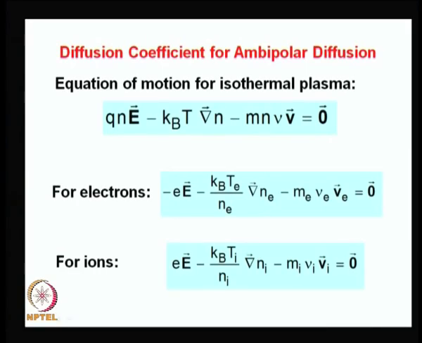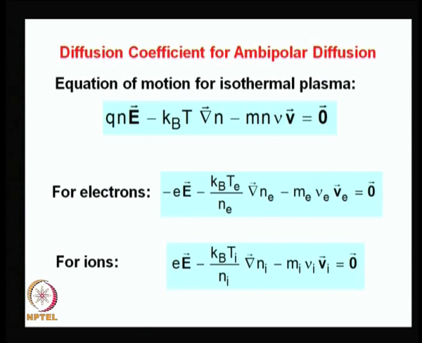Similarly, for ions, the charge is plus e. So, we have eE. The temperature is Ti, the number density is Ni, the mass is Mi, the collision frequency is nu i, and the velocity is Vi. We have written the equation of motion for electrons and for ions. Now we would like to obtain an expression for the diffusion coefficient for ambipolar diffusion. How do we do that?